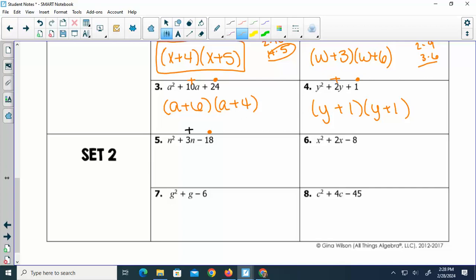So if we think about things that multiply to 18, we have 1 and 18, but we need the bigger number to be positive and the smaller one to be negative so that we get a negative 18. Okay, that does not add to 3. We could do a negative 2 and a positive 9. Does that work? No. We could do negative 3 times 6. So those multiply to negative 18 and they add to positive 3. So what would my parentheses look like? N plus 6, n minus 3. And you could have n minus 3, n plus 6. The order doesn't matter.